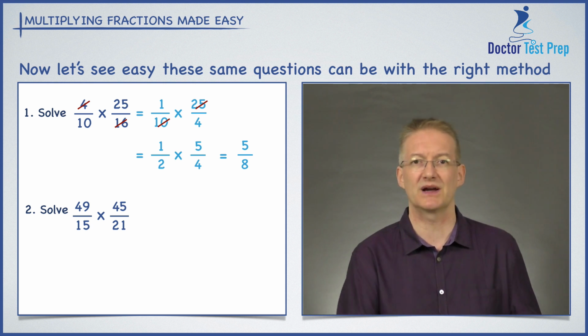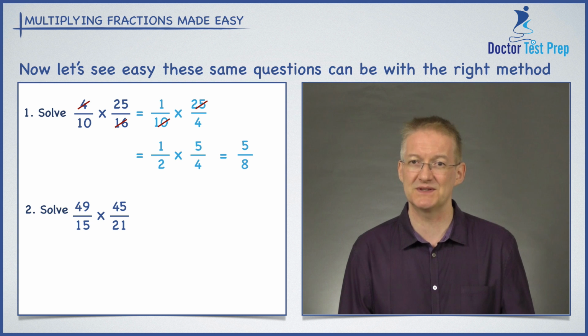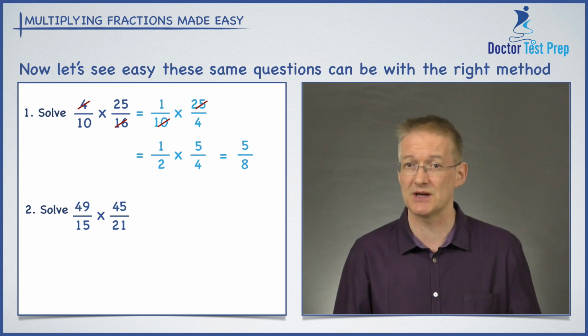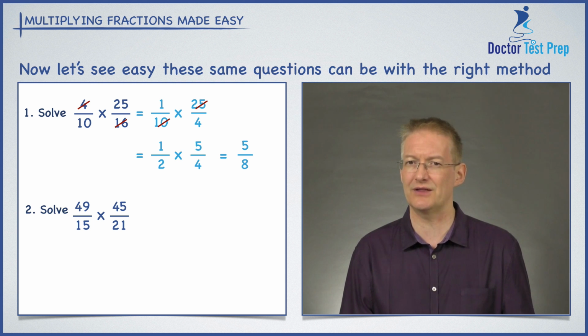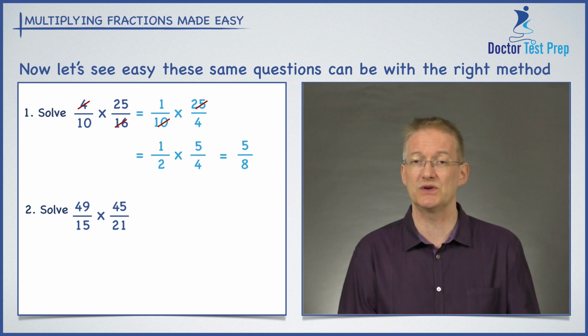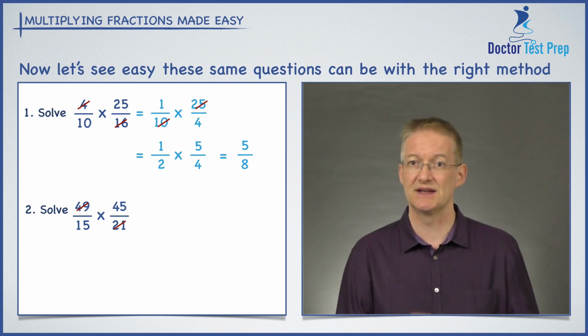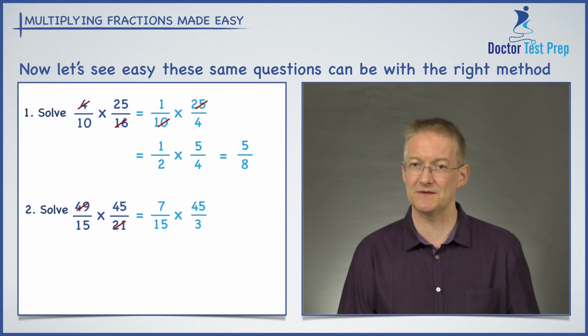And let's prove that by doing the same thing to this horrible looking thing in number 2. Okay, so for number 2, let's see what will reduce. What number will divide into something on the top and something on the bottom? Now, I'm looking at my 49 and 21, and I think, those are multiples of 7. So I'm thinking 7 will divide into both of those. So 7 goes into 49 7 times, 7 goes into 21 3 times. That's going to leave me with 7 over 15 times 45 over 3.